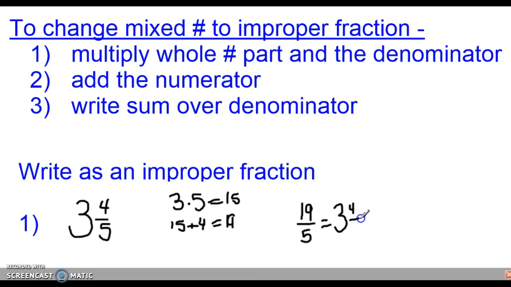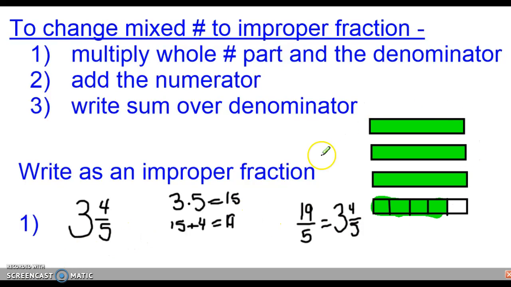Now I want you guys to go ahead and pause the video and see if you can model your thinking using a tape diagram. Okay, so you can see in this picture right now, I have the fraction 3 4/5. Now I want to see how that is equal to 19 over 5. So what I could do is I could break each of these wholes into fifths and see what that gives me. Go ahead and draw this in your notes and go ahead and pause and see if you can figure out where the 19/5 comes from.